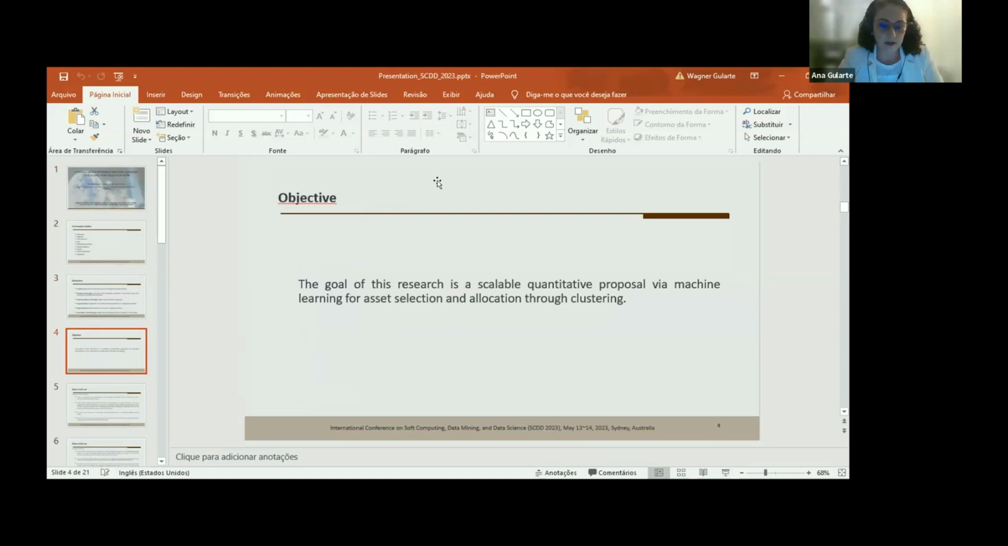Objective. The goal of this research is a scalable quantitative proposal via machine learning for asset selection and allocation through clustering.